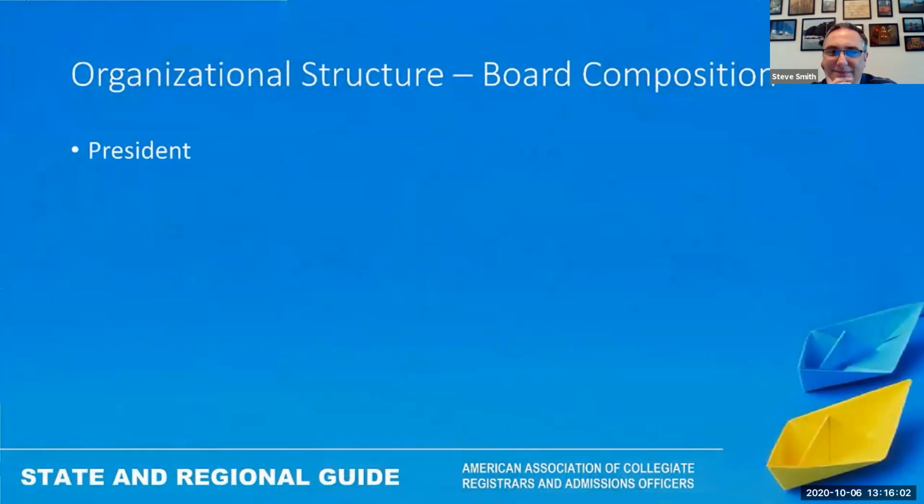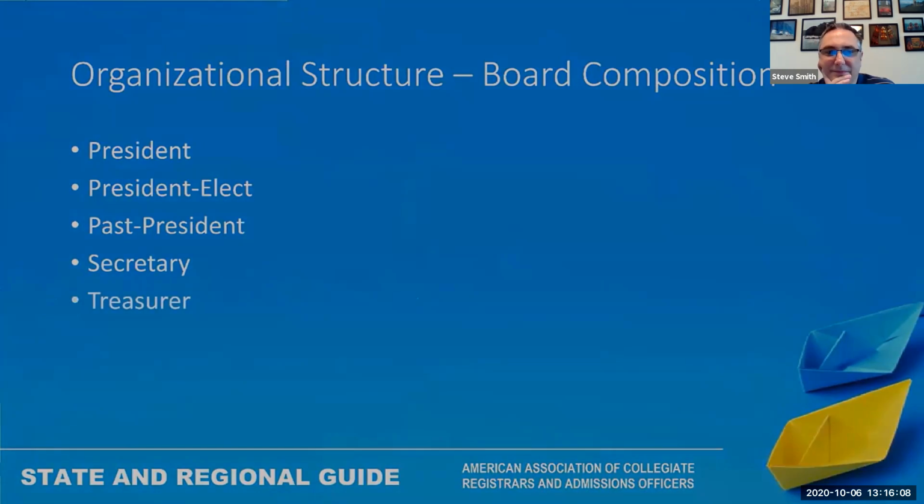A board of directors, or executive board, or executive committee, is the collective group of people who oversee the activities of the association. The size of the state and regional boards ranges anywhere from 4 to 14 members, but the average size is 9. Interestingly, the only position that all 29 boards have is president, though most include a president-elect, a past president, a secretary, and a treasurer.